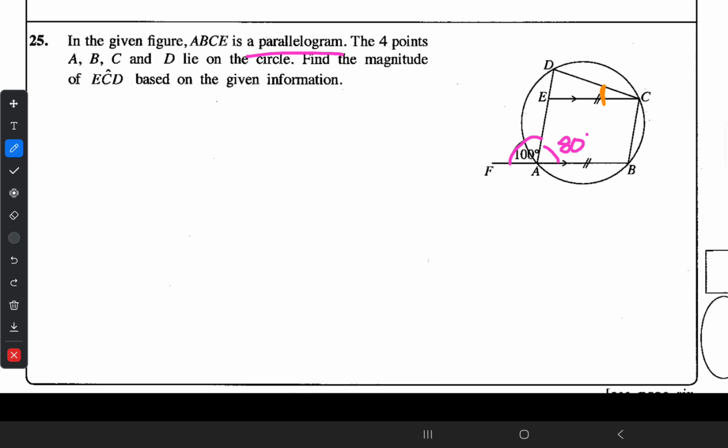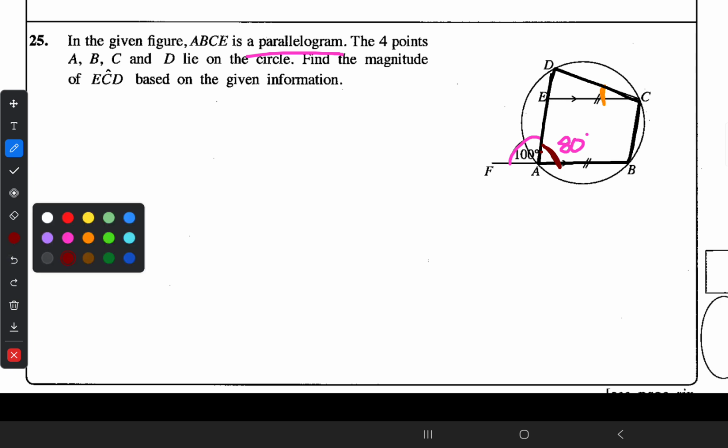The cyclic quadrilateral theorem. In the cyclic quadrilateral theorem, the sum of opposite angles in a cyclic quadrilateral equals 180. Accordingly, if this is 80, this total angle would be 100. Total angle would be 100. But we don't need the total angle. We need a portion of that angle.